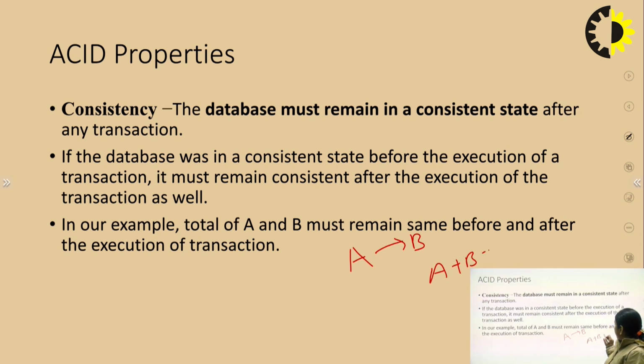If the value of A plus B before the transaction is 500, then after the transaction the value of A plus B will be 500. Fine. So it means the database is consistent. We cannot have the value of A plus B equal to 400 or 300. It should be the same before and after the transaction. What it means is the database is in a consistent state. This is the second property of the ACID property.